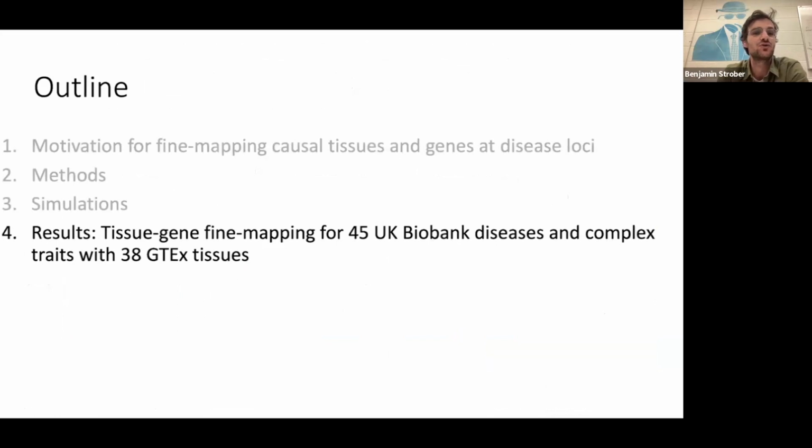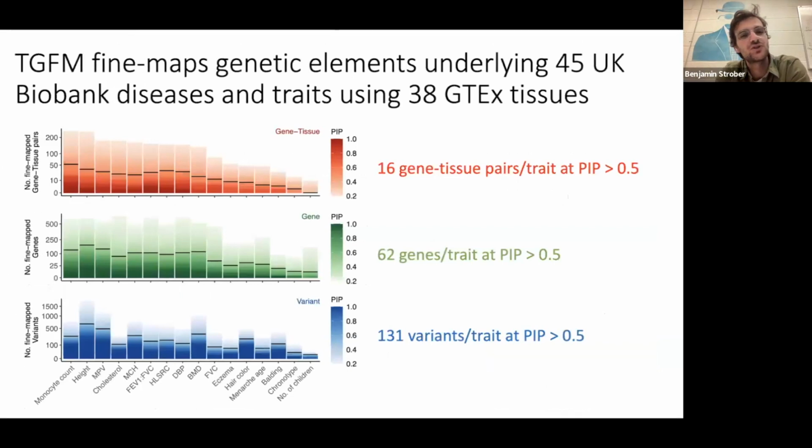Okay, next we're going to jump into real results. So we're going to apply TGFM to fine map 45 UK Biobank diseases and complex traits using 38 GTEx tissues. First, we just summarize the results. So how many fine mapped genetic elements do we get across all 45 traits? Here we're showing a subset of traits, 16 genetically independent traits. And as you can see, on average, TGFM identifies 16 gene tissue pairs per trait at PIP greater than 0.5, 62 genes per trait at PIP greater than 0.5, and 131 variants per trait at PIP greater than 0.5.